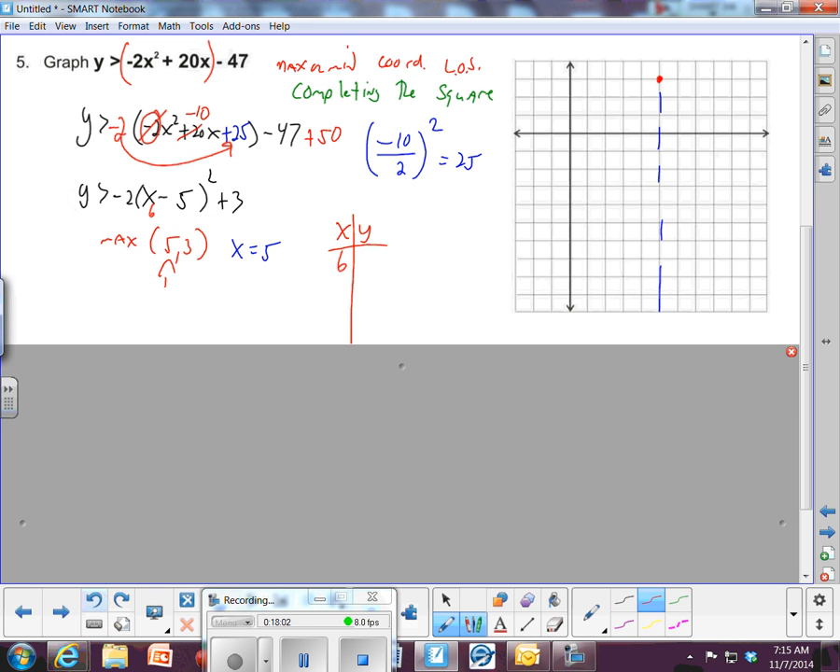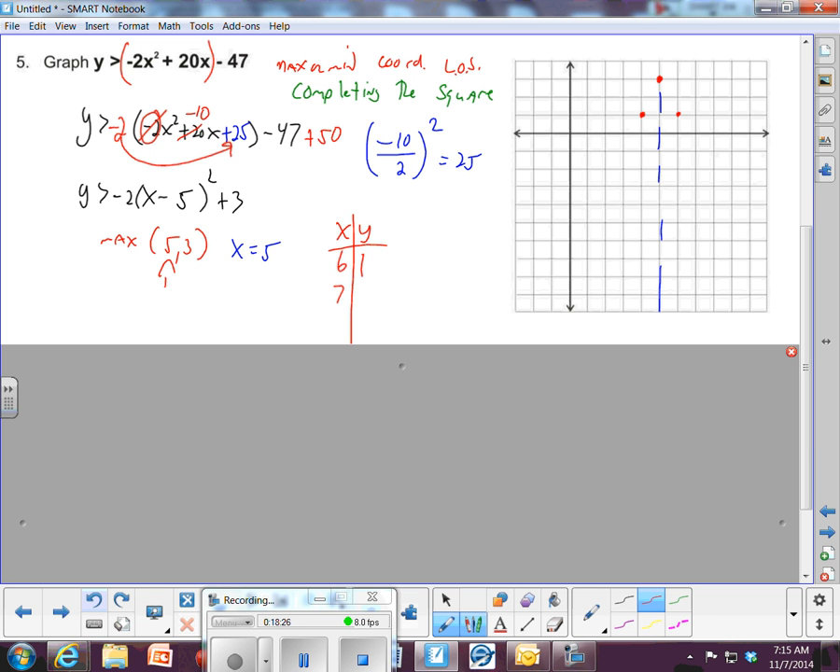6 minus 5 is 1. 1 squared is 1. 1 times a negative 2, right, is a negative 2. Negative 2 plus 3 is a 1. I get the point 6, 1. Graph it right there. Line of symmetry right there, right? Looking good. Let's do the next point.